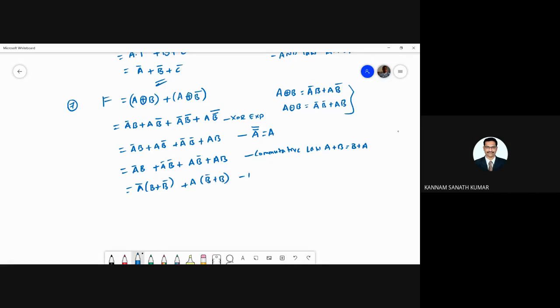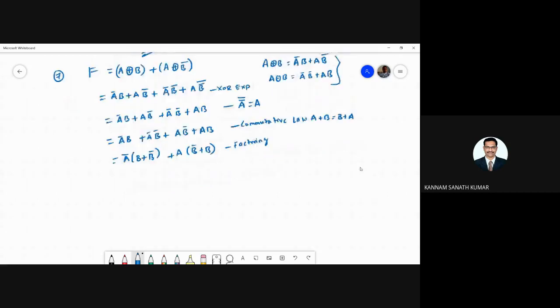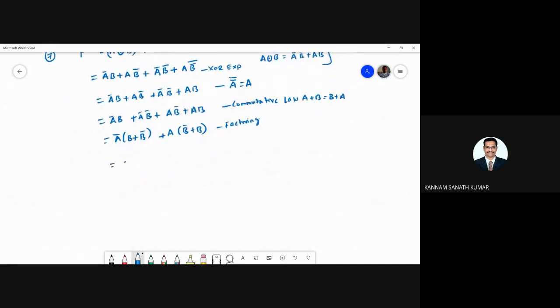So this is nothing but factoring, or we can call the distributive law. Okay. So now what is this one? A bar into 1 plus A into 1. Okay. So this is nothing but OR law. So that means A plus A bar equal to what? 1. Okay. This is equal to A bar plus A. Okay. So this is AND law.